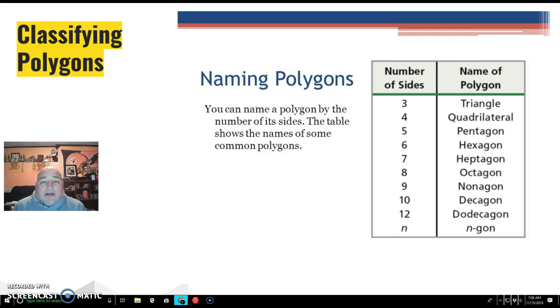You're familiar with an octagon, it's a stop sign. Nonagons have 9, the decagon has 10, and a dodecagon has 12. These are the common names that we use. Anything that goes past 12, we just call it an n-gon. So if you had a polygon with 15 sides, it would be a 15-gon.